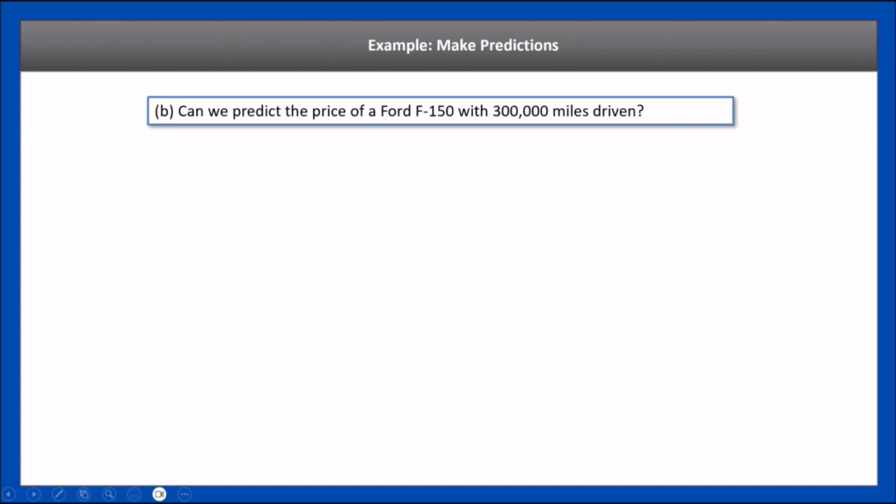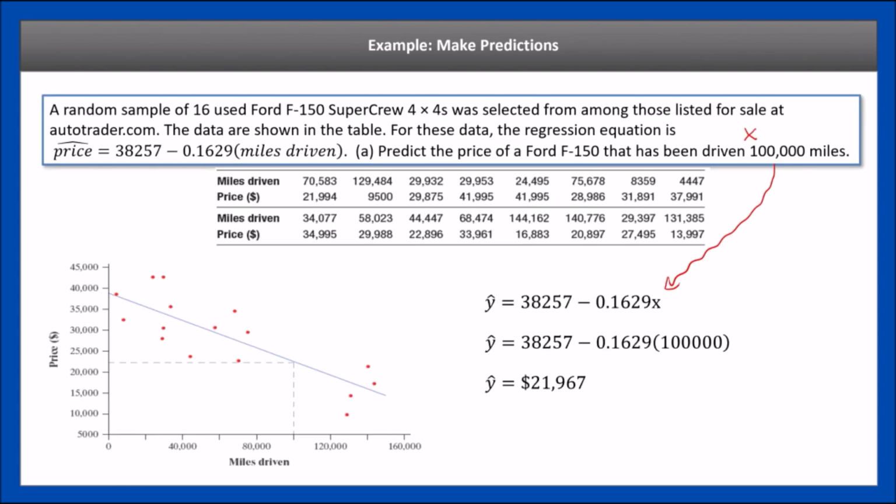Now let's consider the question, can we predict the price of a Ford F-150 with 300,000 miles driven? Going back to the data, we can see that we don't have actual data for 160,000 miles, or for anything beyond 150 or so thousand miles.